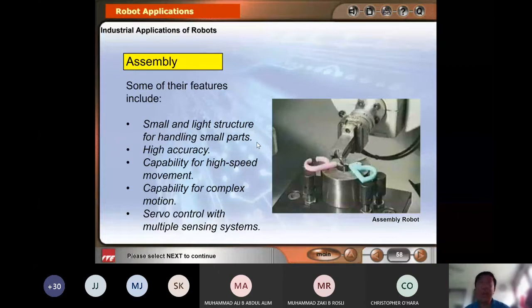And the motion is very, very complex. They can go to a very complex level. And they can sense multiple area parts.